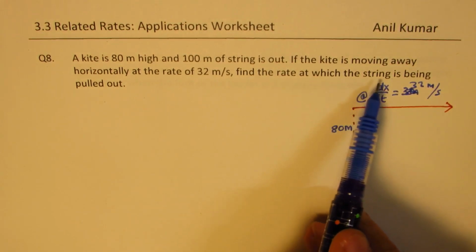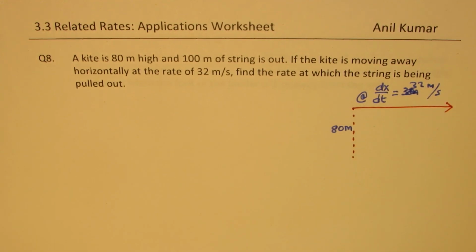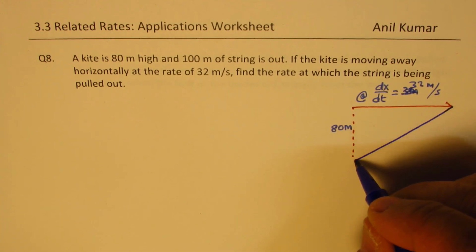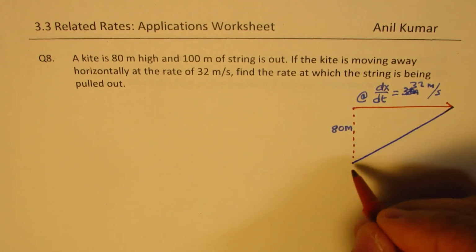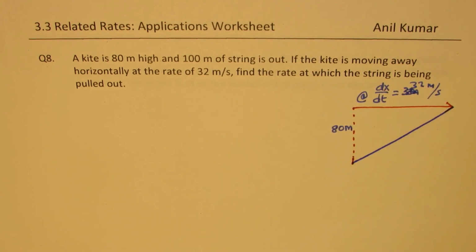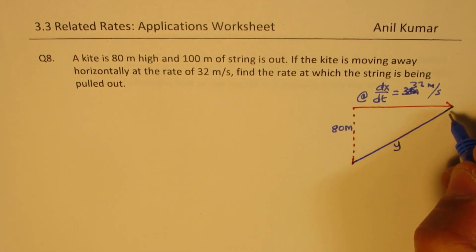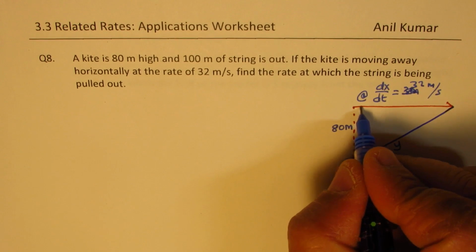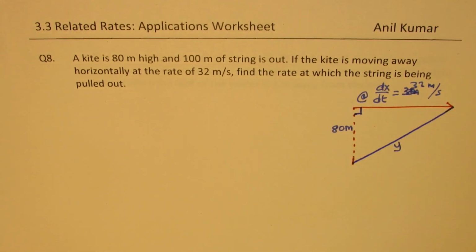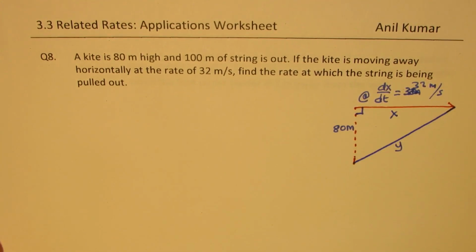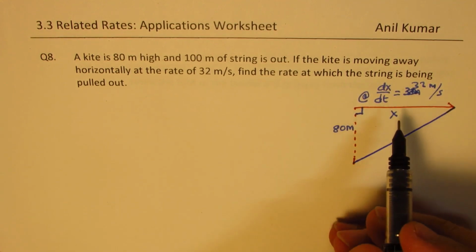And find the rate at which the string is being pulled out. So the string, you're holding the string somewhere here, for example, so let's say like this. So that becomes 80 meters. So let this be y for you. So that is the situation. Perfect. So definitely that is at right angles. Now, looking into the situation clearly, we can say that x and y are related with the Pythagorean theorem right there, correct? So let's write down what we have.